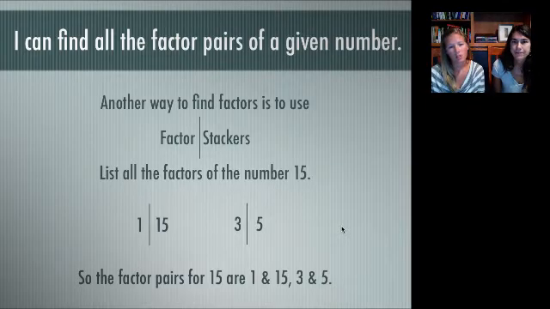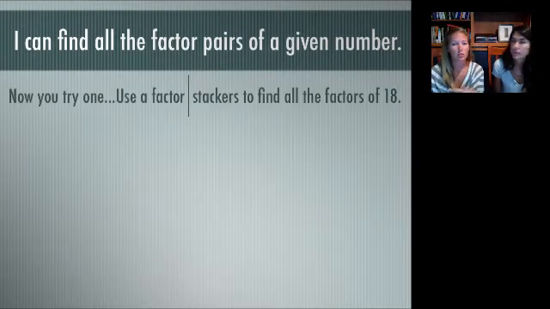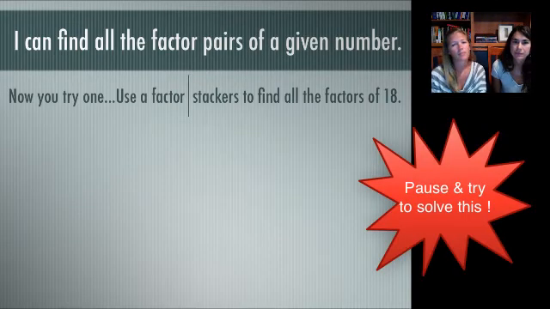So now that you've done an example with us, you're going to get to try one on your own. I want you to try and use that factor stackers way to find the factors of 18. Now, I know that we've done 8, we've done 10, we've done 15, and all of those had 2 sets of pairs. Not every number is going to be that way. So make sure that you go through just like we did and double check that you get them all. So try 18, see how you do, and then come back and we will try it with you and see if you got them all right.